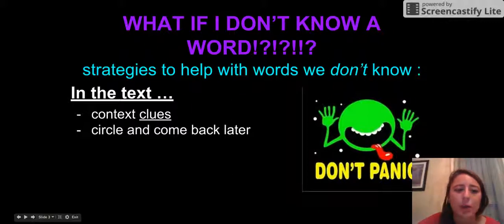All right, so if there's a word in the text or in the passage that you don't know, use context clues. So kind of look at words around it and think, okay, what does this word probably mean based off of the sentence that it's in or words around it? Also, just circle it and come back later. So if you come across words you don't know, go ahead and annotate your text by circling it.